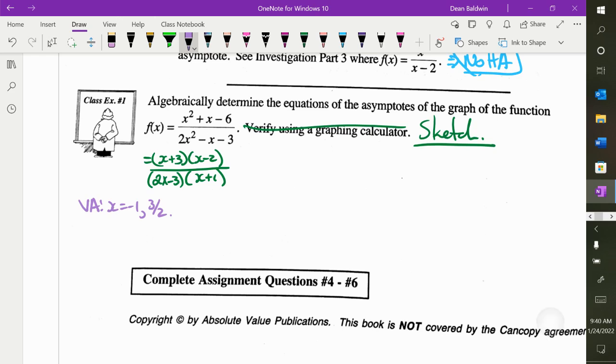So what's the horizontal? For the horizontal, it's easier to look at the original. What are we looking for? The exponent, the degree. What's the degree of the top? 2. What's the degree of the bottom? 2. So we look at the leading coefficients. What are the leading coefficients? 1 and 2. So the horizontal is y is equal to 1/2. Does that make sense?